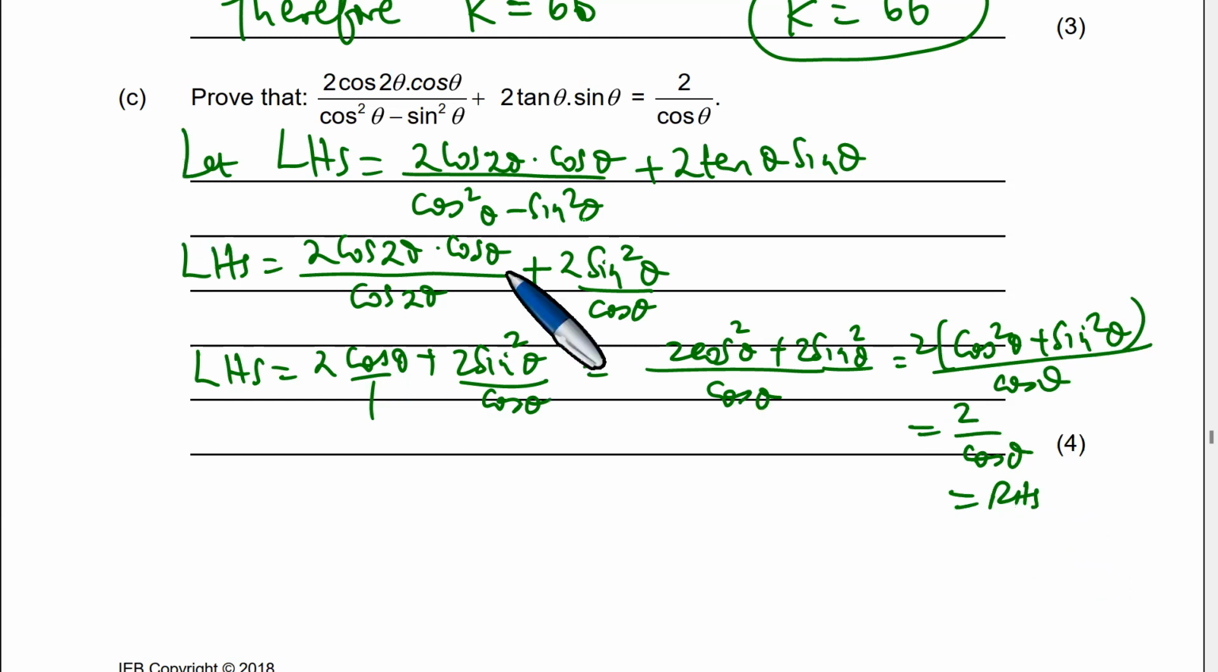So we're to prove, therefore, that the left is equal to 2 over cosine theta, and we have proven this identity, because we started from the left, we manipulated, and we got 2 over cosine theta, and that is the right hand side. Next question.